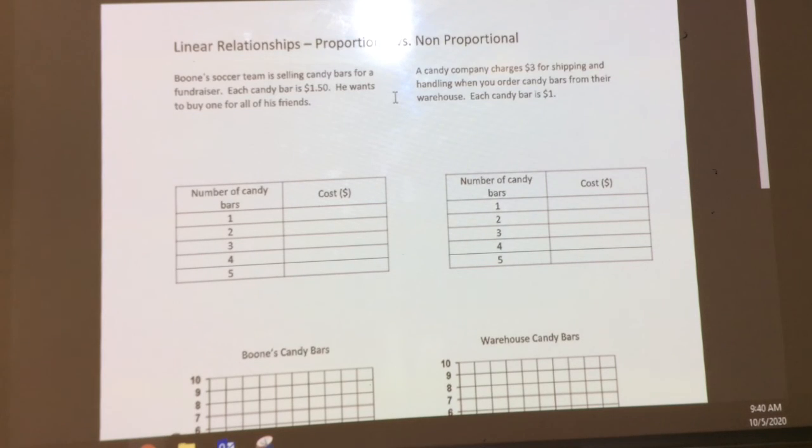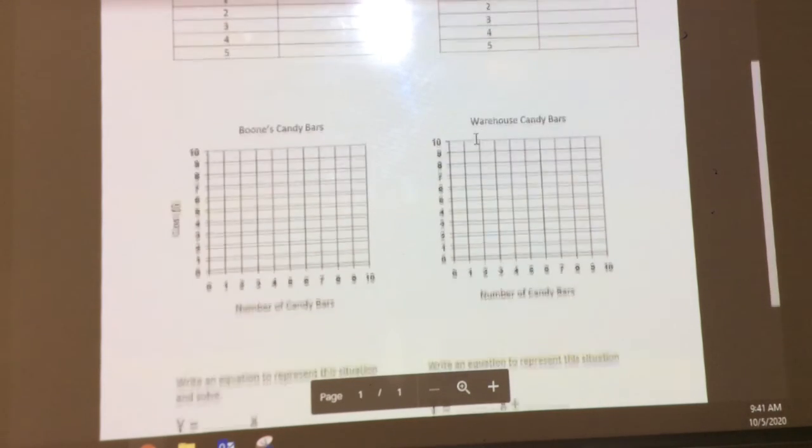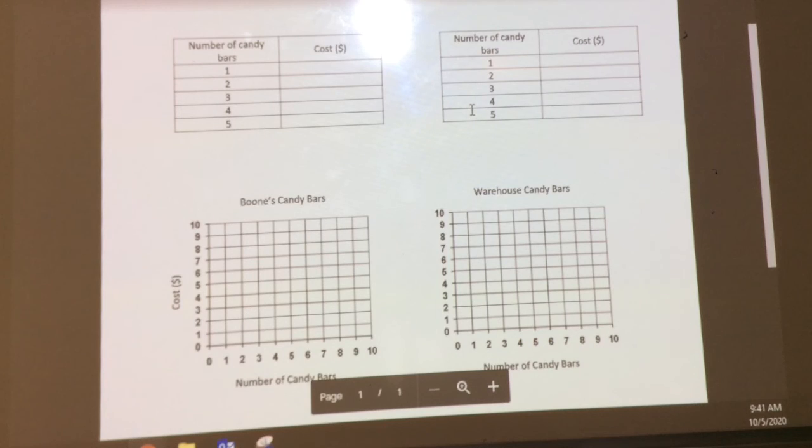Okay, so Boone's soccer team is selling candy bars for a fundraiser, and each candy bar costs $1.50. Ironically enough, this is very similar to the Reese's example I gave everybody. Do you remember that? I'm going to scroll up a little bit further so that we can get the table and the graph all on the same screen here. So, one candy bar costs how much?